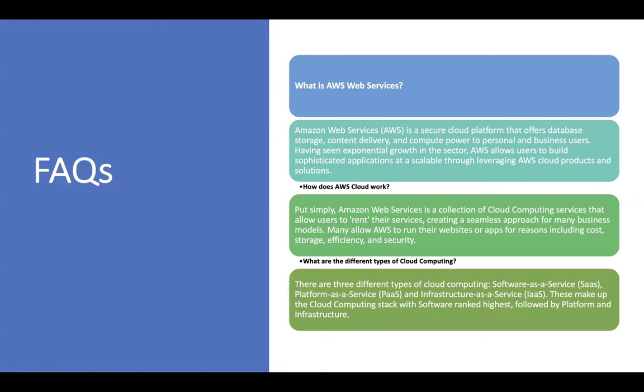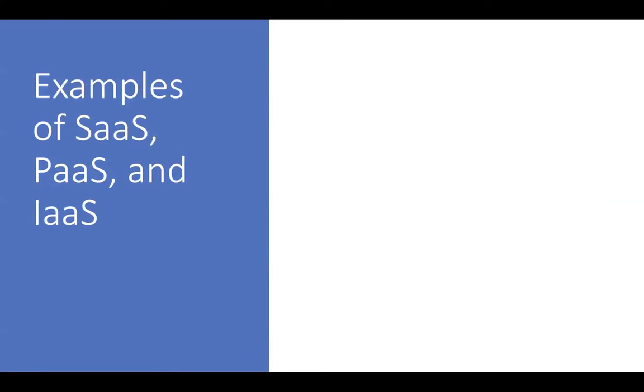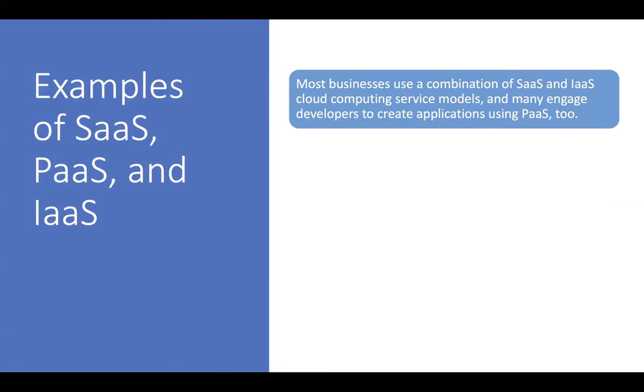So if you prioritize, then software as a service, followed by the platform and infrastructure. Next one, what are the examples of PaaS, SaaS, and IaaS? Most businesses use a combination of SaaS, software as a service, and infrastructure as a service cloud computing service models. Many engage developers to create applications using a PaaS too.